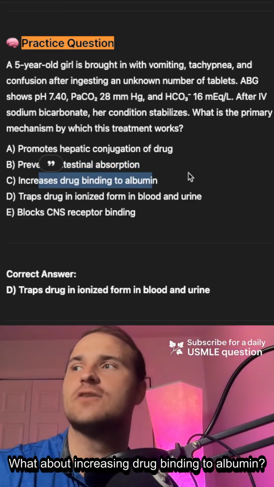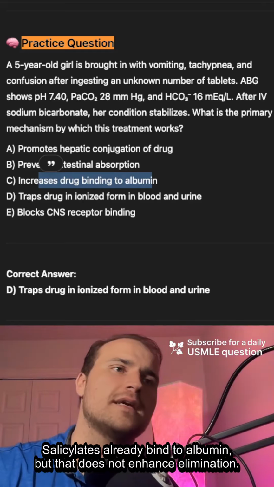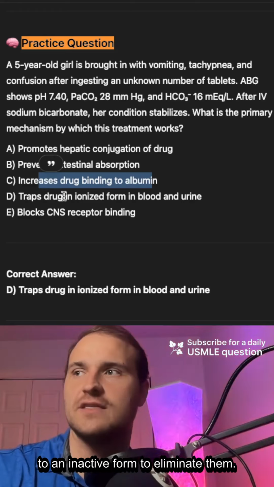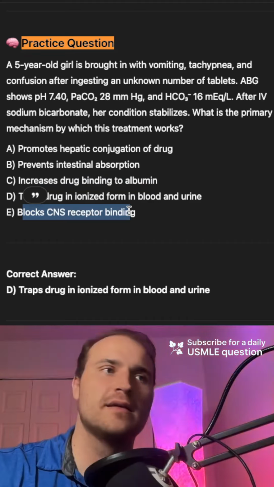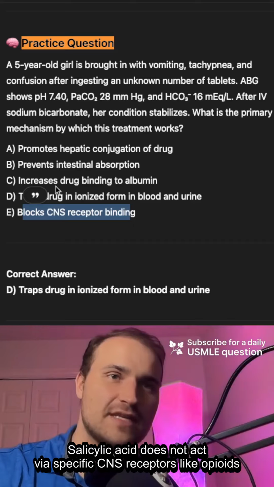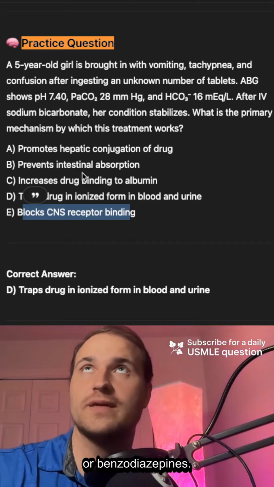How about increases the drug binding to albumin? Salicylates are already going to be binding to the albumin, but that does not enhance their elimination. You have to get them into that inactive form, and then you can pee them out. Blocks CNS receptor binding? Salicylate does not act via specific CNS receptors like your opioids or your benzos.